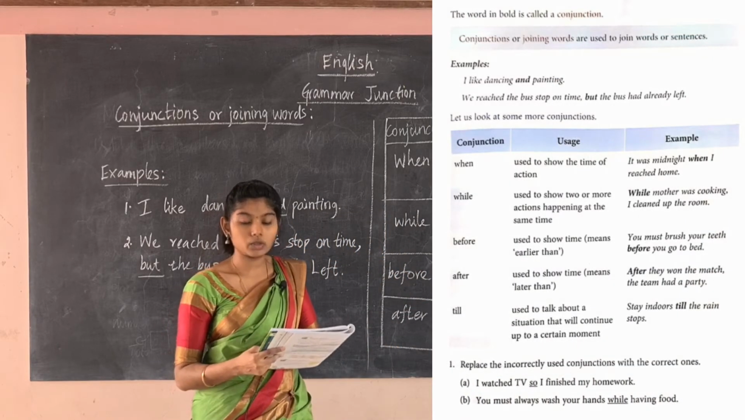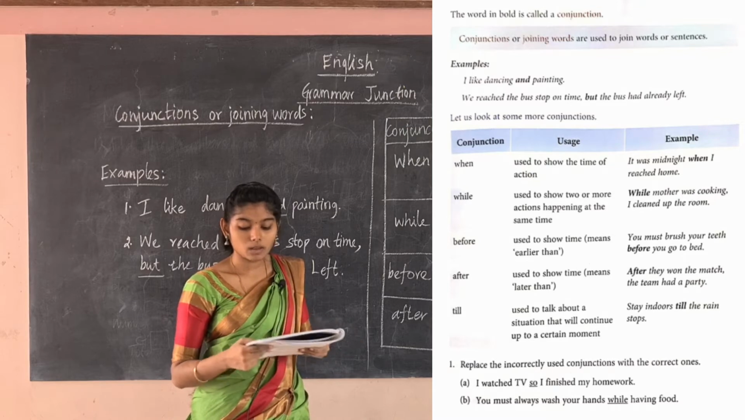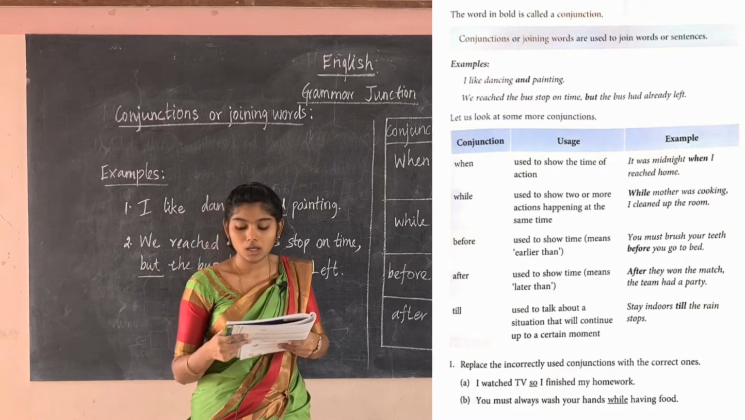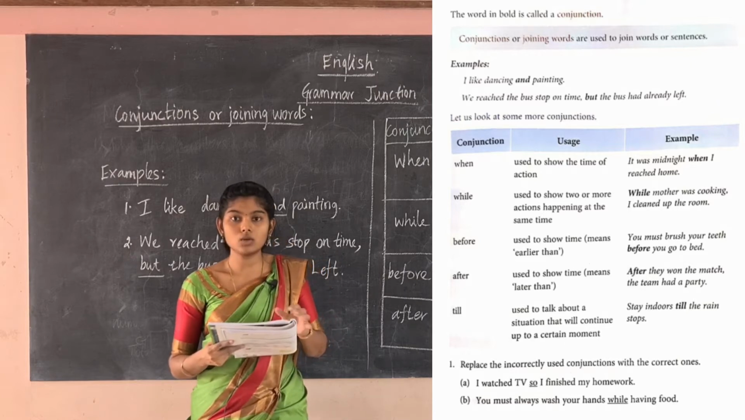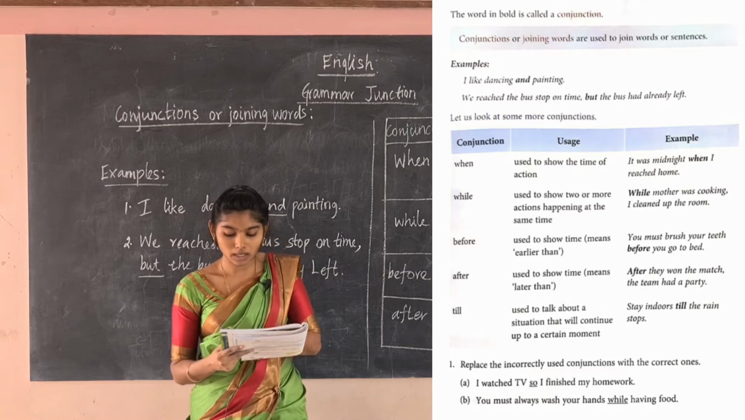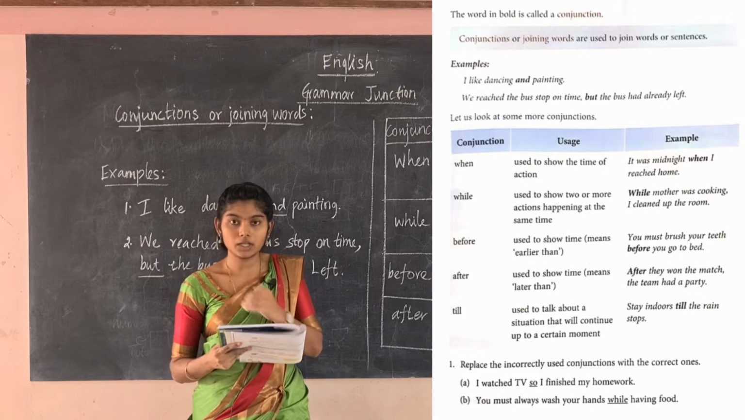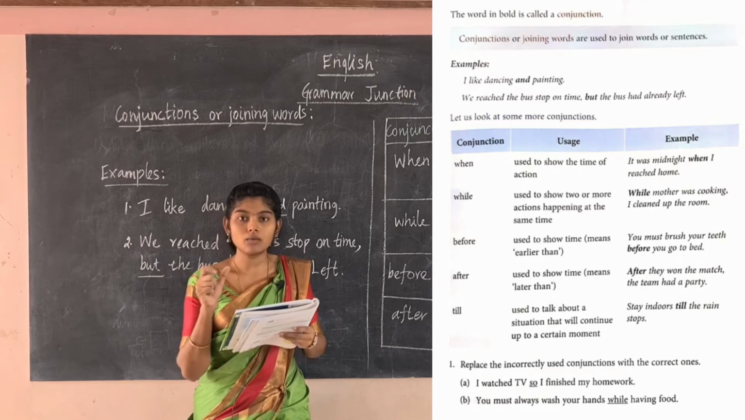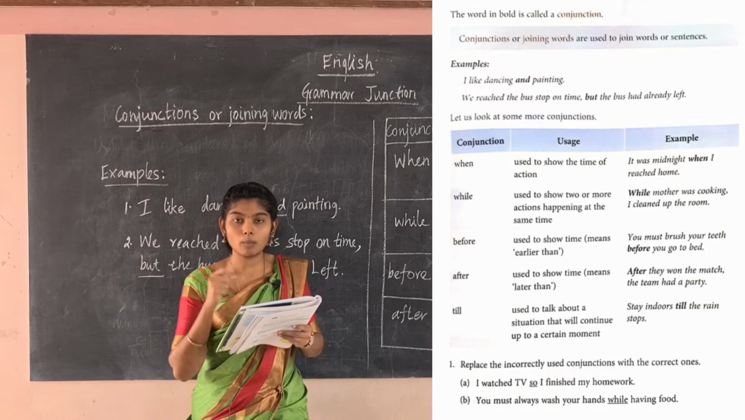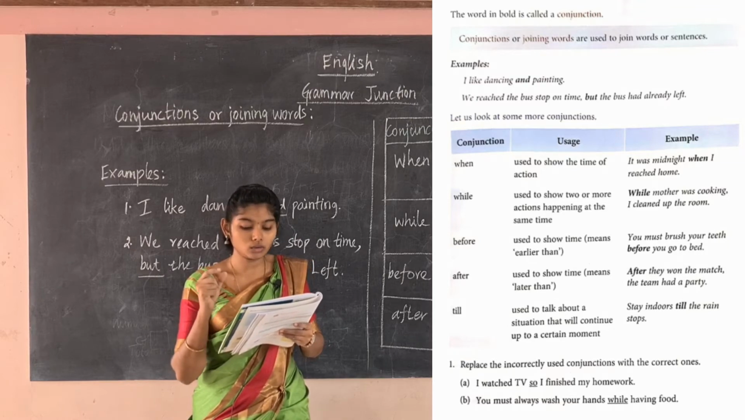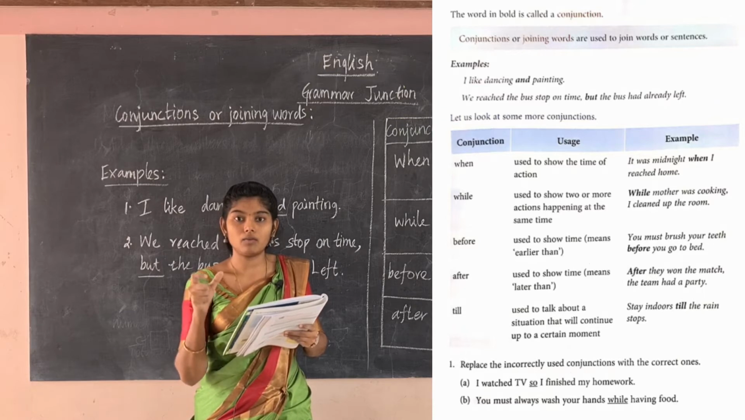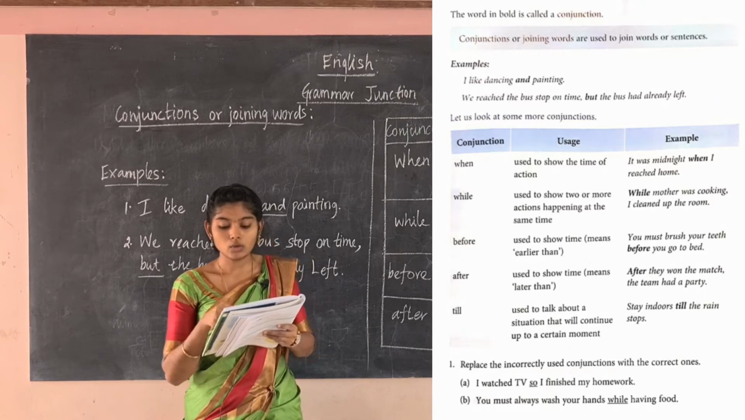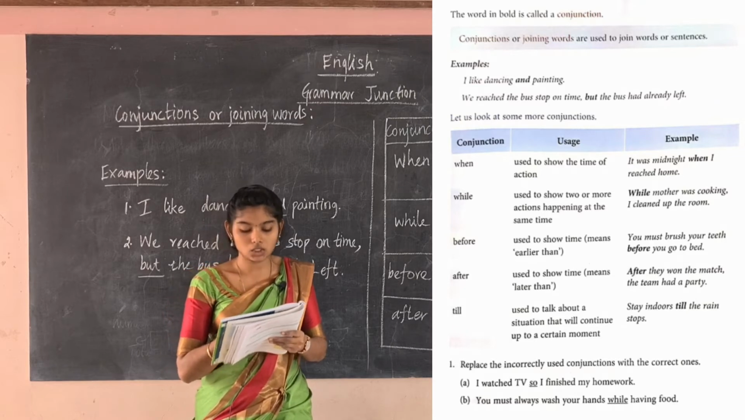For when, we are going to see one example. It was midnight when I reached home. Midnight means you know Ratri. It was midnight when I reached home. "Veetukku na reach aarappo it was midnight." So when here mentions that time, right? When shows the time of action, where, when, like that. Here it is mentioning the time of action. So we are using when as the conjunction.